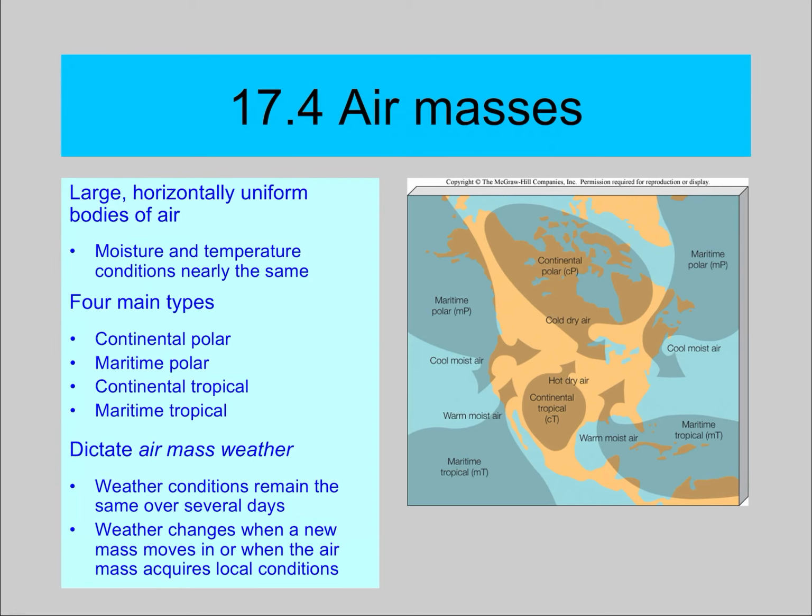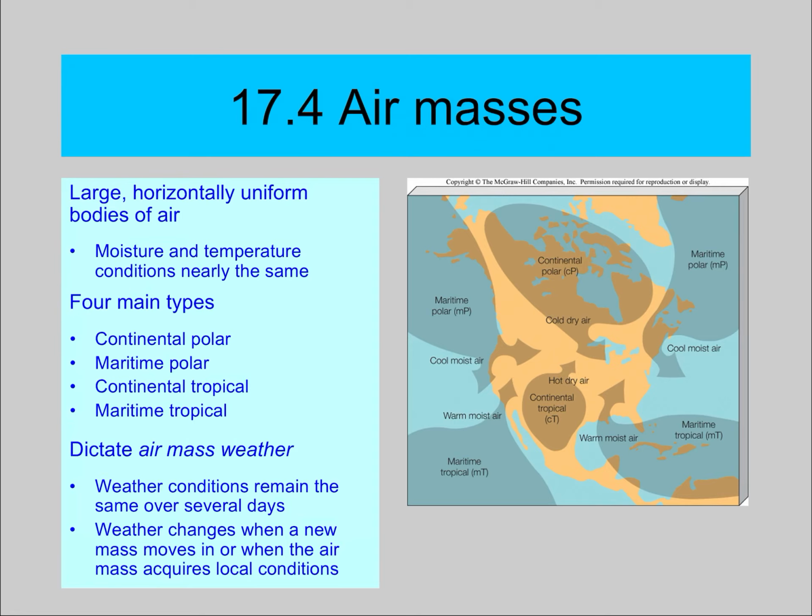So in order to know what the mass is made up of, you have to break down the word. Continental is going to be something that originates over a continent. Maritime is going to come from over a body of water. And then polar is cold and tropical is warm. So based on that, you can see that they're originating from places you would expect them to. The polars are all coming from the North Pole, the tropicals are all coming from the South Pole, and if there's moisture, it's going to come from the maritime, and if it's dry, it's going to come from continents.